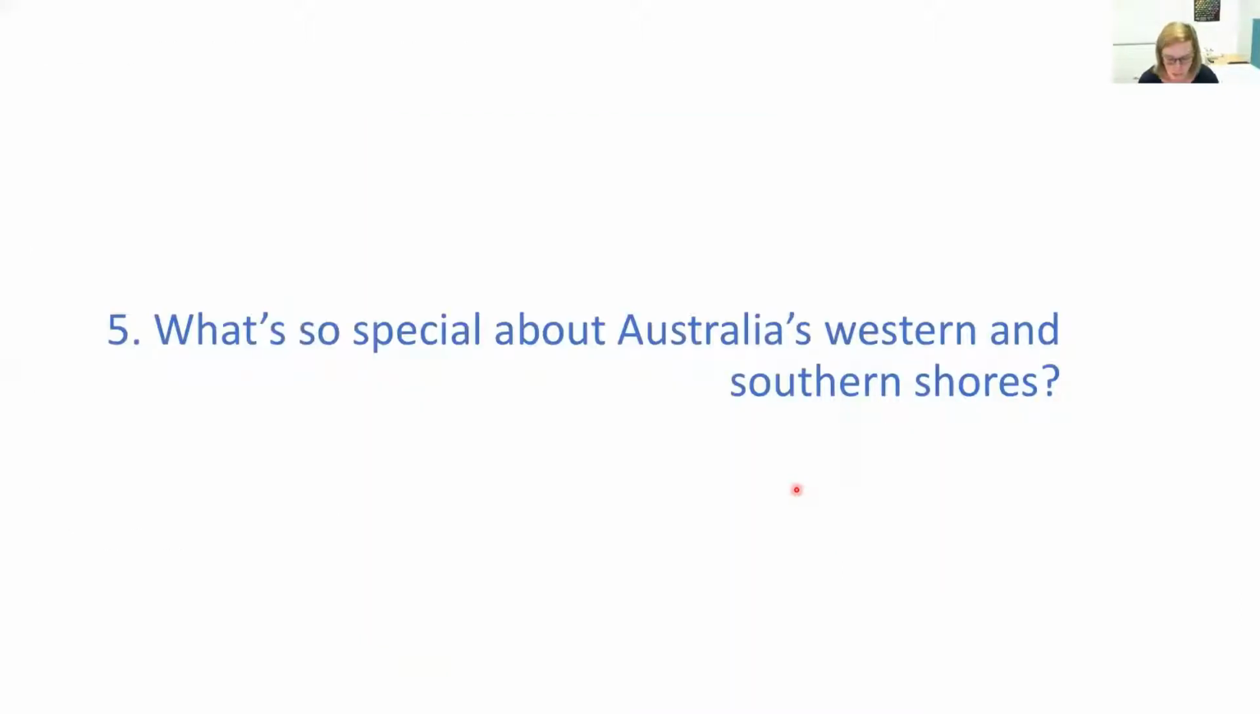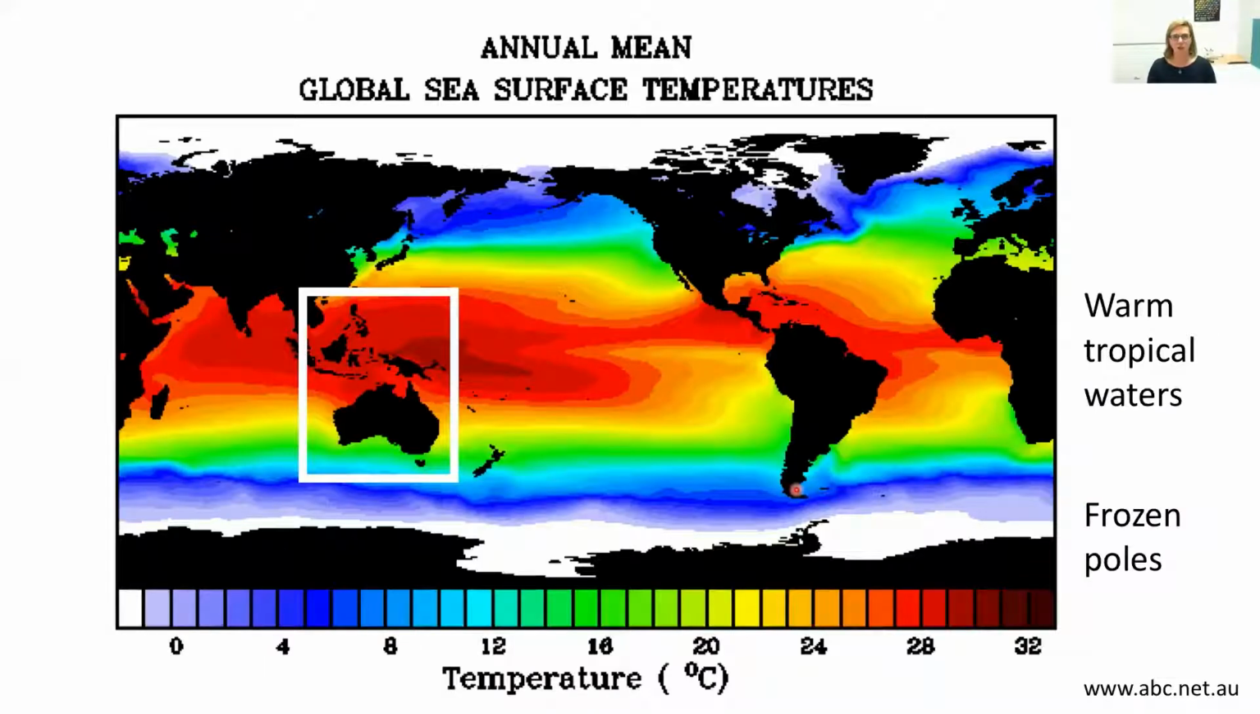So now to step back and look at our region and think about what's special about Australia's western and southern shores, and how do they contribute to this access of surface heating to the deep parts of the ocean. So this figure that we looked at before of annual mean global sea surface temperatures gives you a bit of a clue. You'll notice on the western sides of the South American and South African continents, we see cold waters moving northwards, and the other side of the basin has warm waters moving southwards.